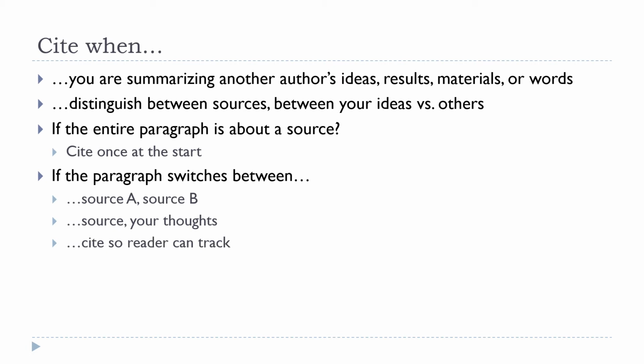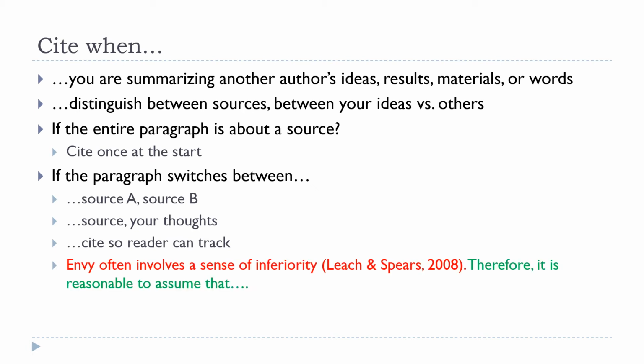So you cite as a form of tracking so that the reader can pay attention to what information comes from the source and what information is your own. So for example, in this particular example, the cited source is for the information in red. Envy often involves a sense of inferiority. And then I go off into my own ponderings. Therefore, it is reasonable to assume, and I might expand and connect to my own study or my own hypotheses. That's my own thoughts there, my own interpretation of those results, my own linkage between those results and my own ideas. So the connection between envy and inferiority comes from someone else, but the expansion of it is my own thoughts. So the source in green is me, if that makes sense at all.